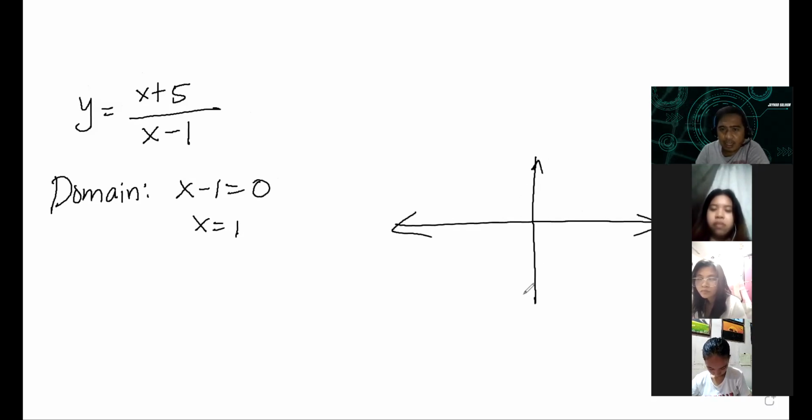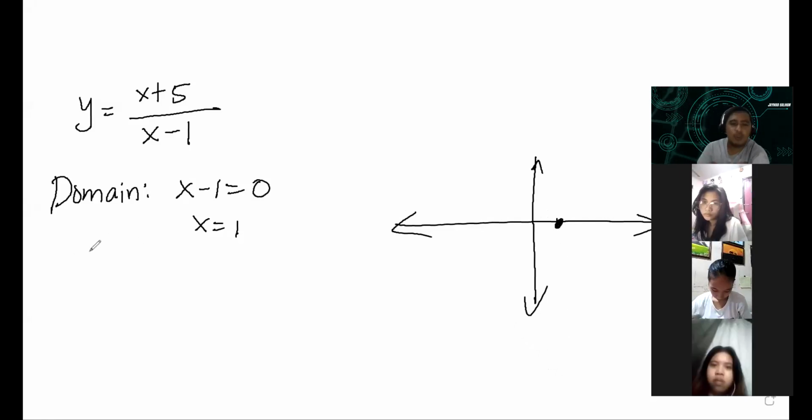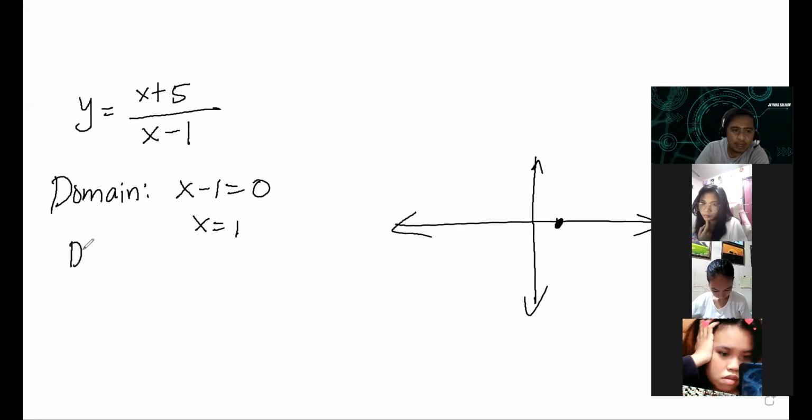This is the Cartesian coordinate plane. Only at this value of x will your function be undefined. It means that at that portion there is no graph. By the way, let us give here your domain: all real numbers except the number 1.